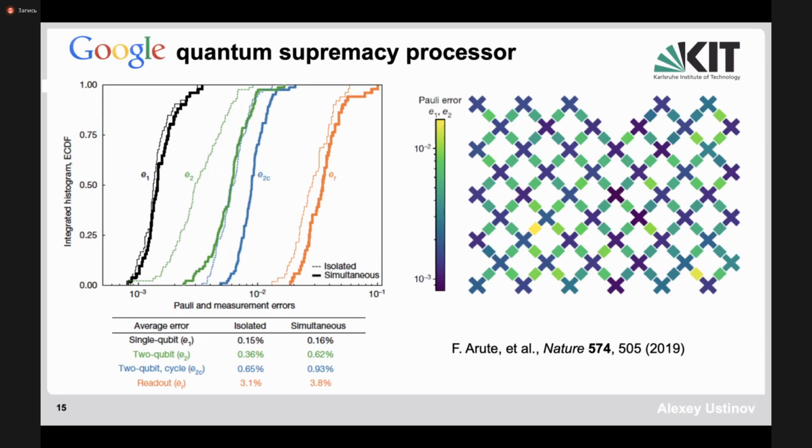Ну и здесь баланс ошибок: ошибки есть и в однокубитных гейтах, минимальные, есть ошибки двухкубитных вентилей, но самые большие ошибки связаны именно со считыванием. То есть считывание, на самом деле, это то, о чем я сегодня рассказывал в первой лекции, является очень критическим, очень важным этапом, который влияет на точность работы квантовых компьютеров.